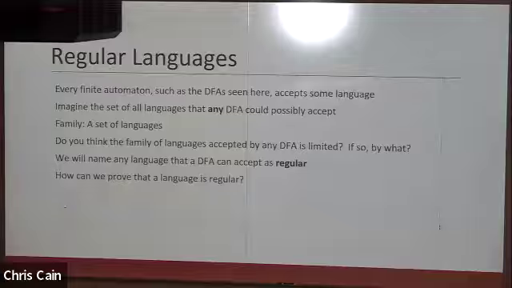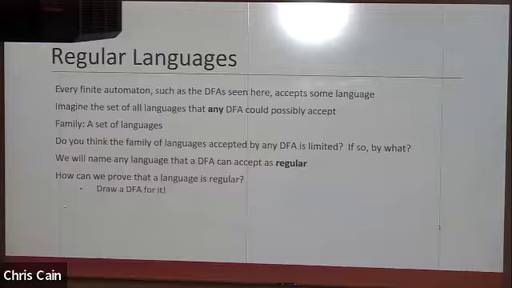So, question for you then. How can we prove that a language is regular? I ask you, here is this language. Is it regular? What could you do to prove that? DFA. Draw a DFA for it. It's that simple. It's basically proof by example. Here is a DFA that represents it.